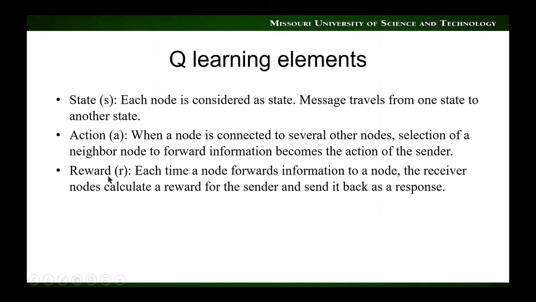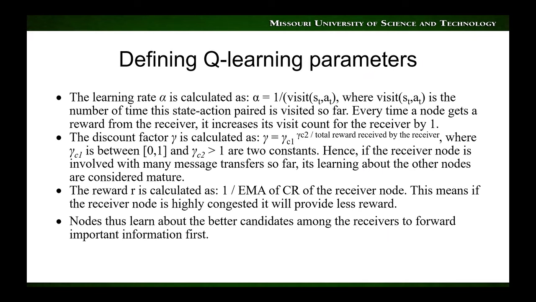Then reward. Reward is actually punishment, which is like the inverse of the congestion ratio. So if I forward messages to some node and it already has a high congestion ratio, the reward will be less.